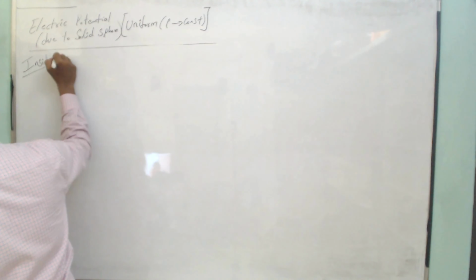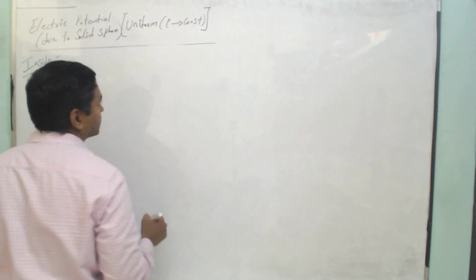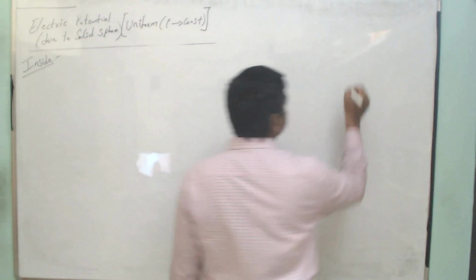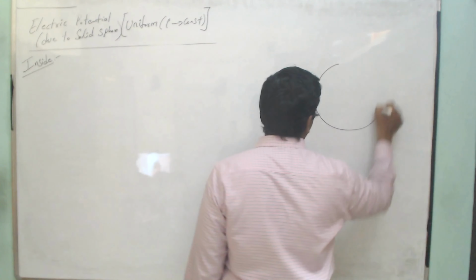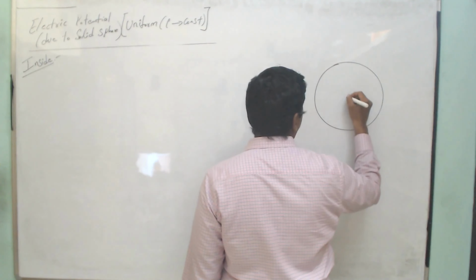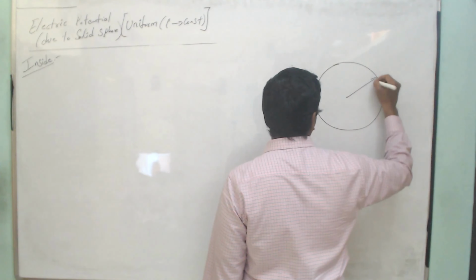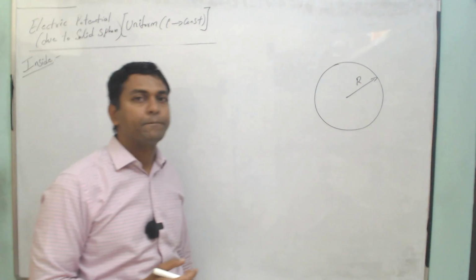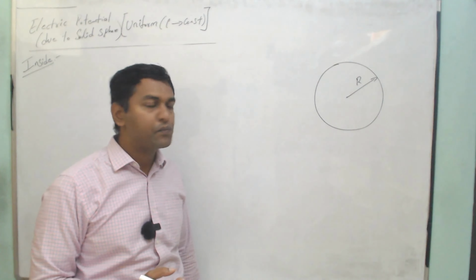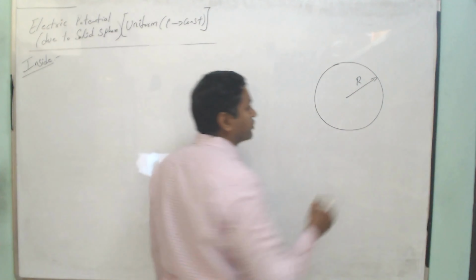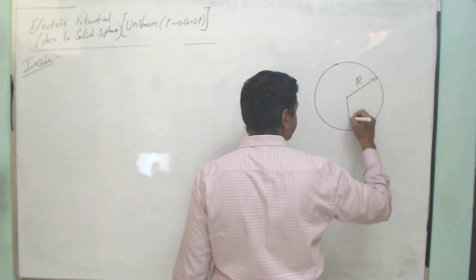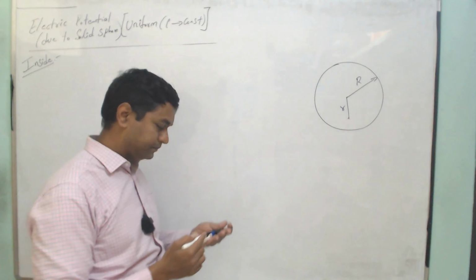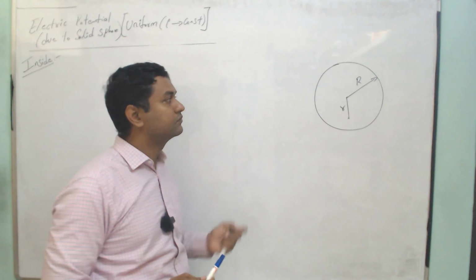inside the solid sphere? Basically, let's say we have a solid sphere whose radius is capital R. We want to find the potential at a distance of small r from the center.